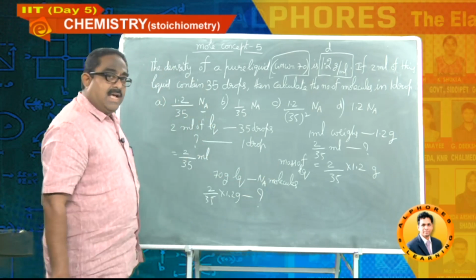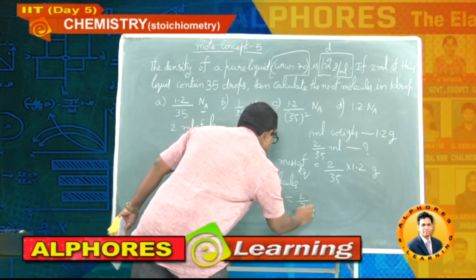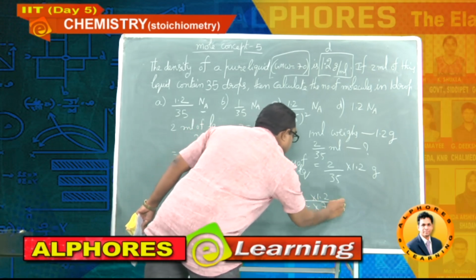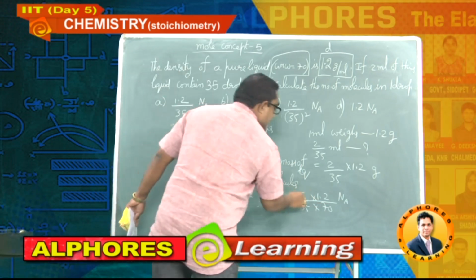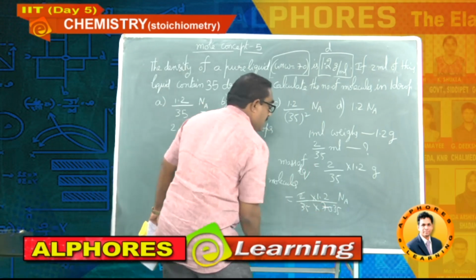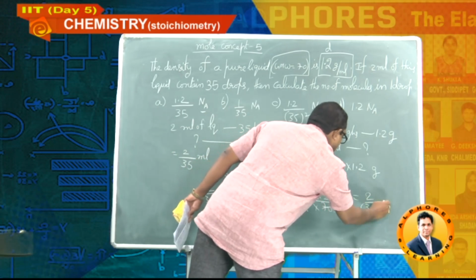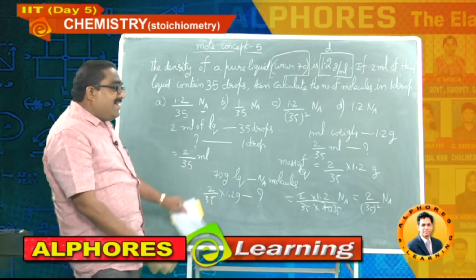Now you will get the final answer. Number of molecules is equal to 2 by 35 into 1.2 divided by 70 into Na. The 2 gets cancelled as 35. Here final answer 2 by 35 whole square Na. Yes, students, you got the answer like this.